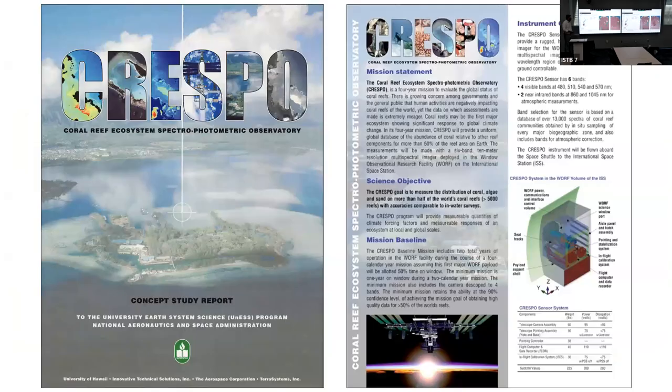Based on those results, my advisor and people in the planetary sciences department at Hawaii said, we need to put a satellite in space. Great, count me in. So we proposed CRESPO, Coral Reef Ecosystem Spectrophotometric Observatory. It also happened to be that in 20,000 Leagues Under the Sea, Captain Nemo's island, as I understand, was named Crespo.